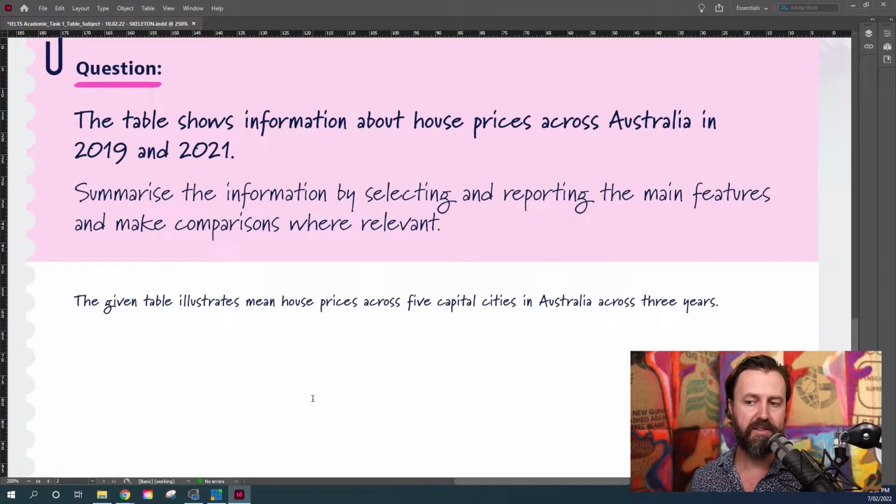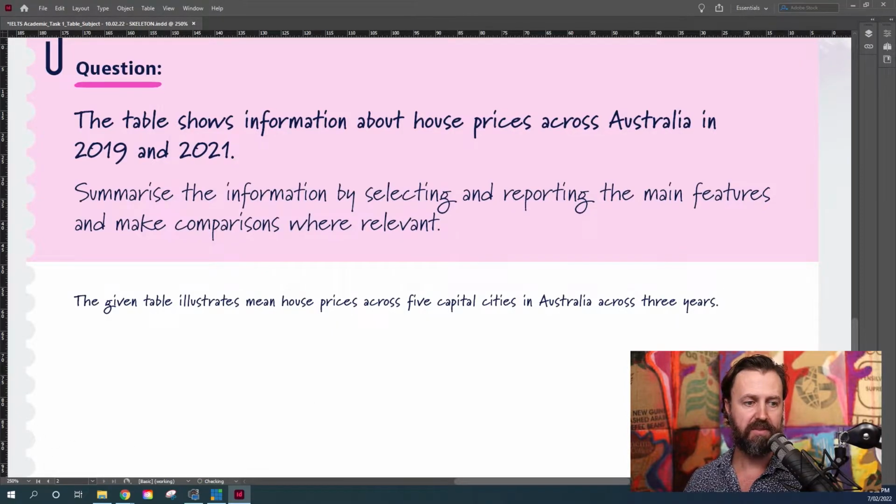The given table illustrates mean, which is another word for average, mean house prices across 5 capital cities in Australia across 3 years. So you'll notice that I don't use 2019 or 2021. I use across 3 years. You'll notice that I've extended the definition of across Australia to 5 capital cities in Australia. And I've also used the word mean, and again, mean meaning average. So that's a nice strong introductory sentence.